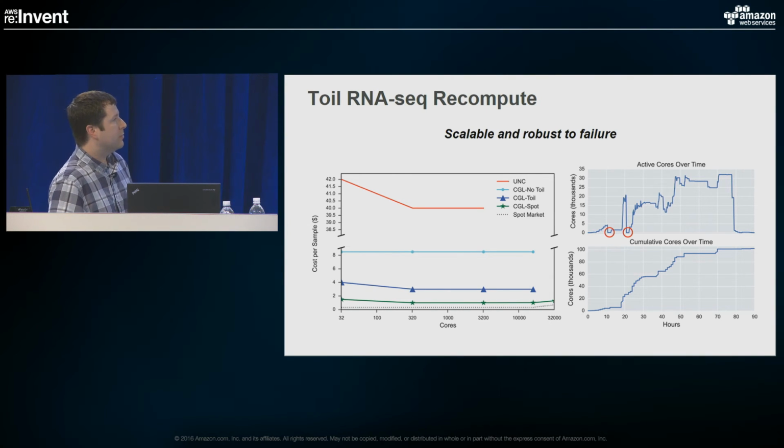On the right-hand side, what I'm showing is the cores used over time. The two red circles indicate where the spot marketplace spiked, and we lost all of our worker nodes. So what's happening here is the system is recovering from that. It's launching worker nodes again, and it's picking up where it left off, ultimately to hit about 32,000 cores managed by Toil.